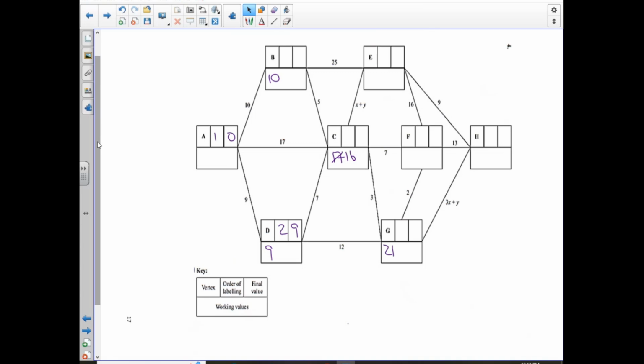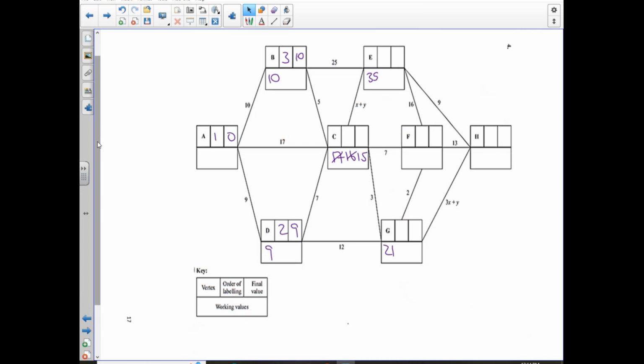Smallest out of these 3 working labels is B. So label that up permanently with a number 3, and this has got a final value of 10. Look at these 2, C and E, that are connected up to B now. So 10 add 5 gives me 15, so I can replace the 16 with a 15. And 10 add 25 gives me 35. That goes under E. Here's where I wish my writing was smaller, so I'm going to start adding in X and Y's and stuff.